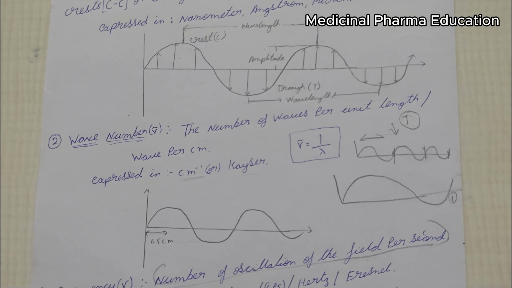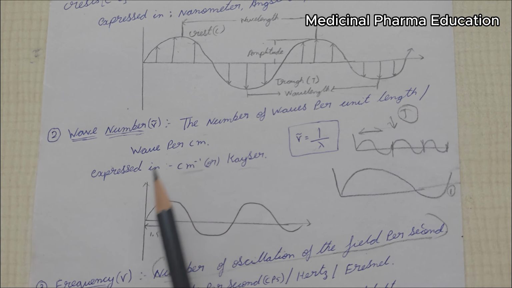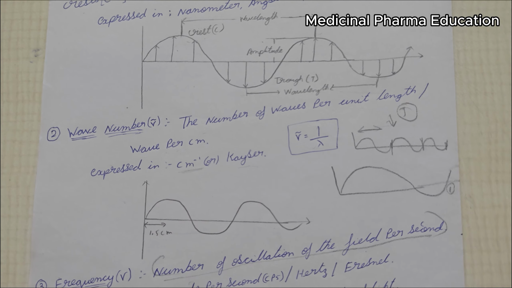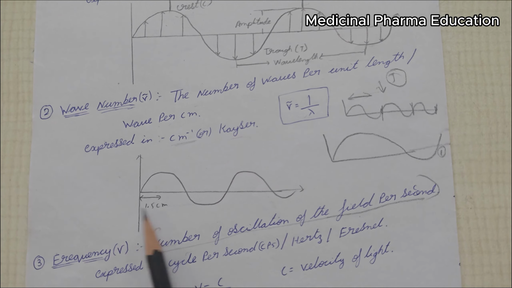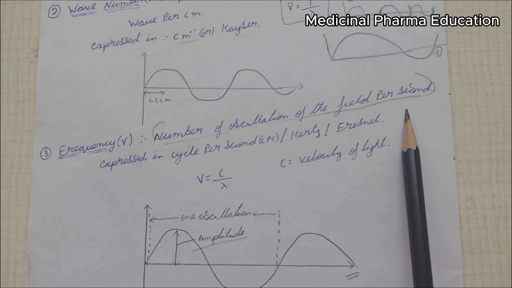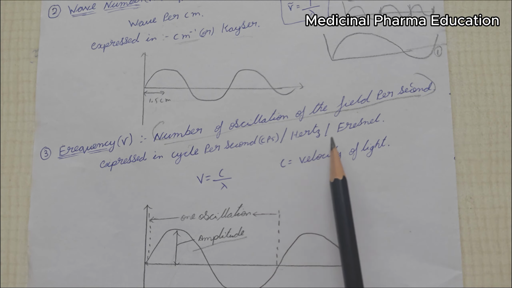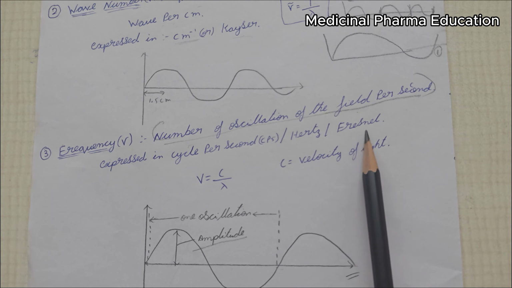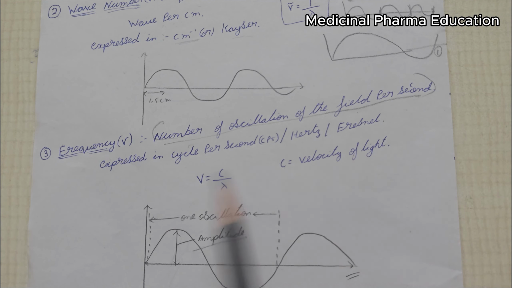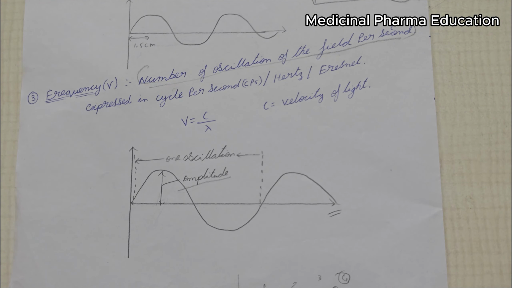And wave number is nothing but the number of waves per unit length, per centimeter, expressed in Kaiser or centimeter inverse. You can see the formula and the diagram. And frequency is the number of oscillations of a field per second, expressed in cycles per second, or hertz. C is the velocity of light, and lambda is the wavelength. This is the diagram, guys.